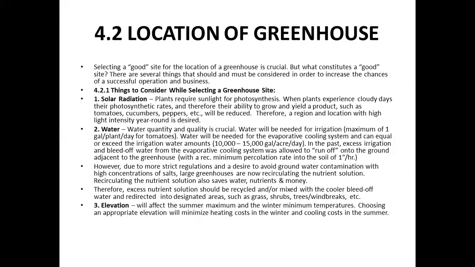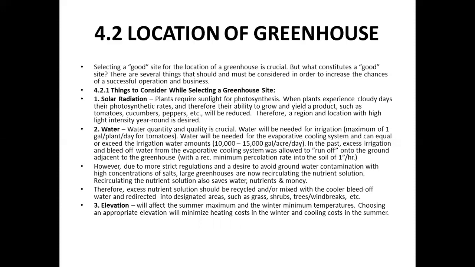So here they have told us to make optimum use of water so as to have a proper irrigation system for the greenhouse, as water is needed for the evaporative cooling system, and the amount required is 10,000 to 15,000 gallons per acre per day. Excess irrigation and bleed of water from the evaporative cooling system was allowed to run off onto the ground adjacent to the greenhouse.